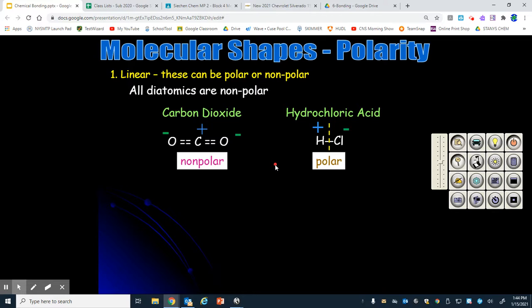Please be thinking about this stuff, not just writing it down, because it's the only way you're going to retain any of this information. And HCl, another representation looks like this.